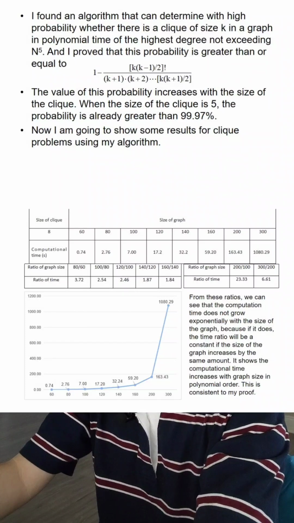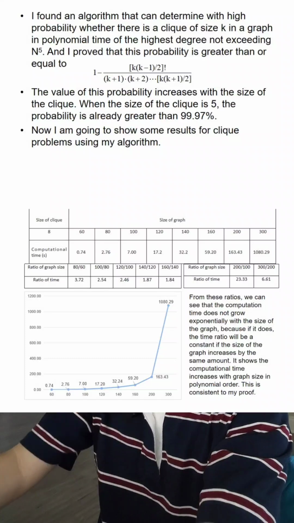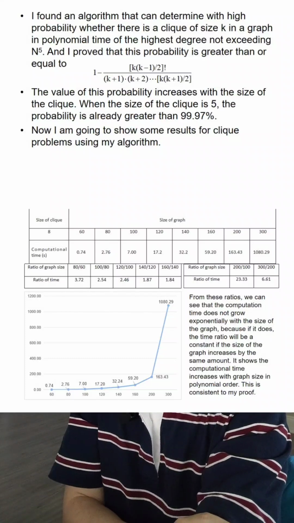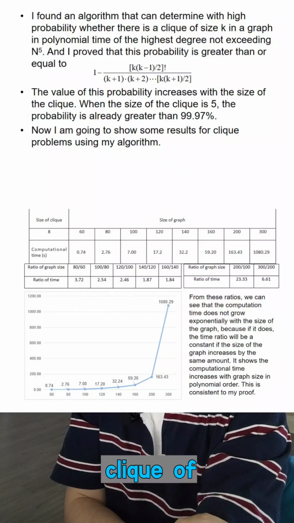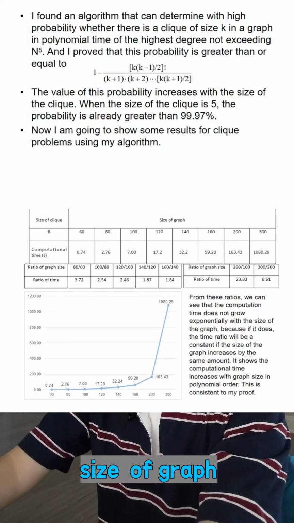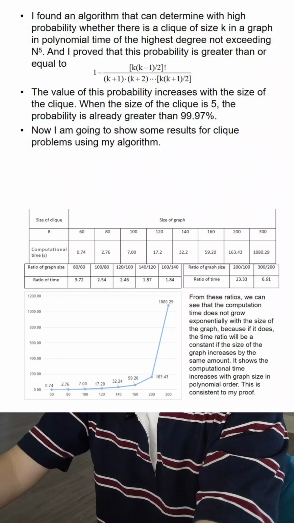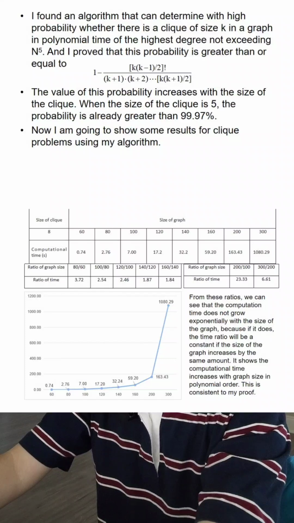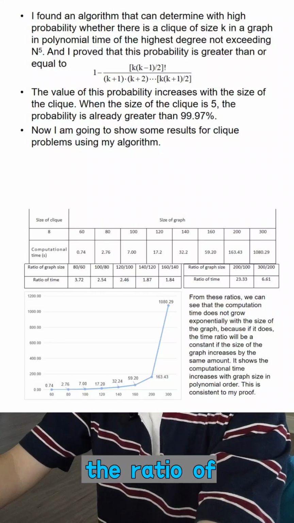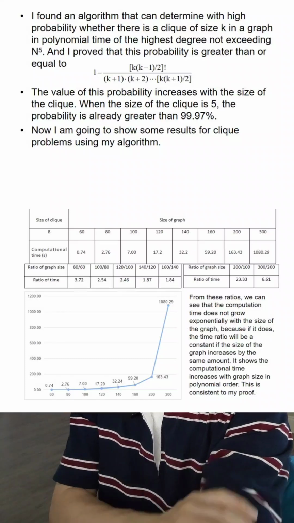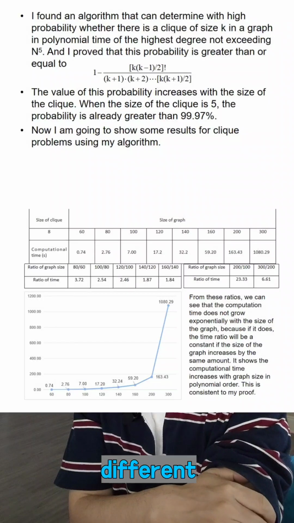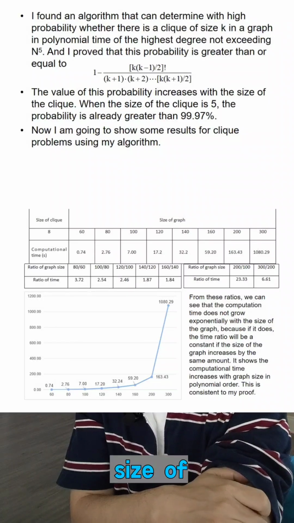This shows the computational time to find a clique of size 8 in a graph of size from 60 to 300. This figure shows that the computational time increases. And I also calculated the ratio of time used for different sizes of graph.